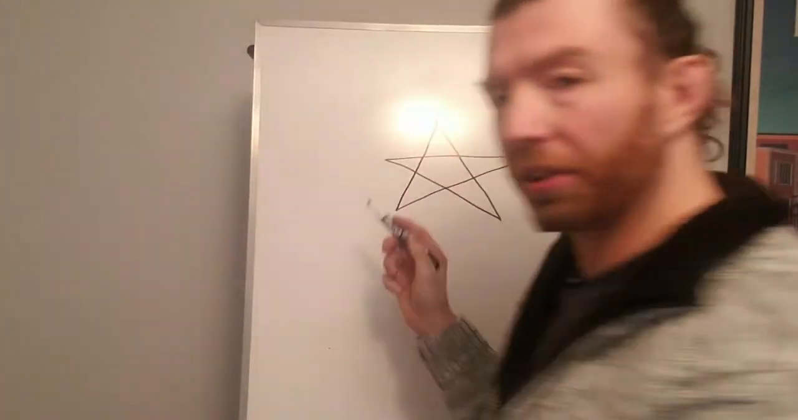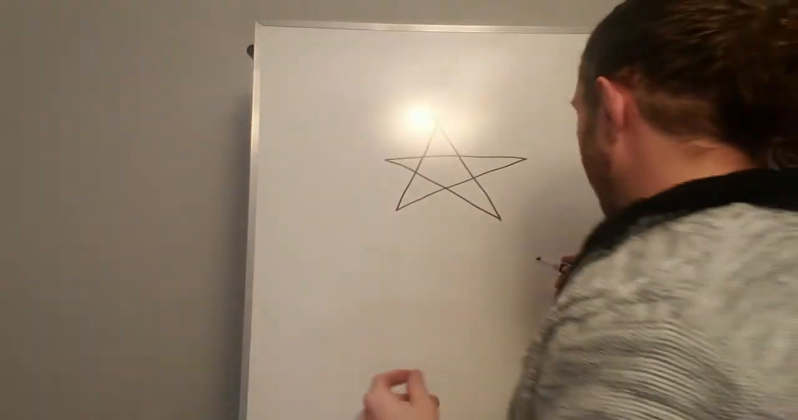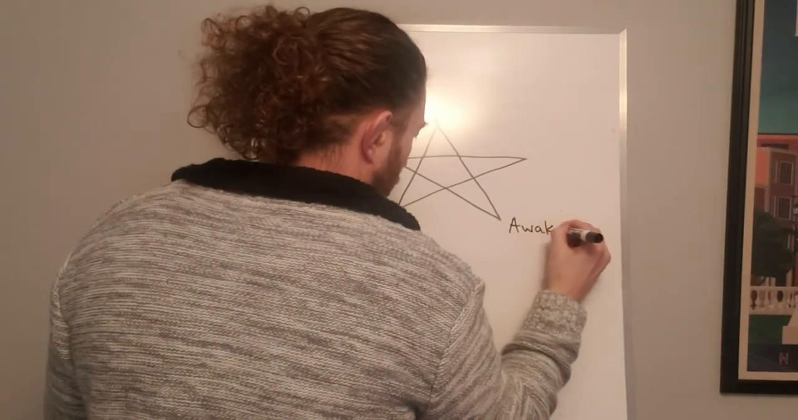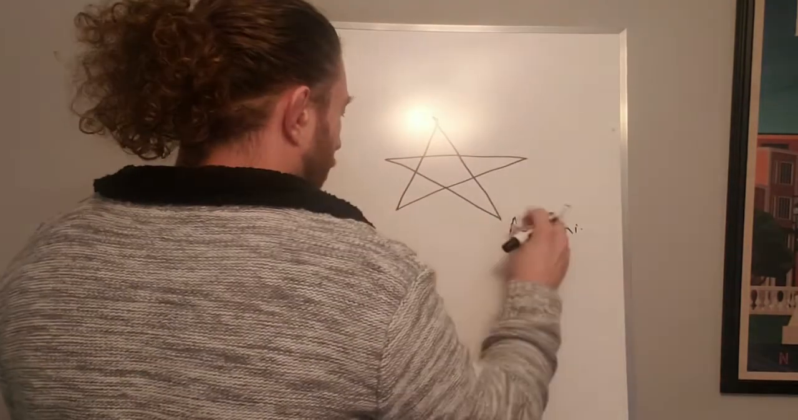So the path is the path of the pentagram. So there are 5 stages. The first stage, actually I'm not going to get into the stages right now. I'll show you that in a moment.